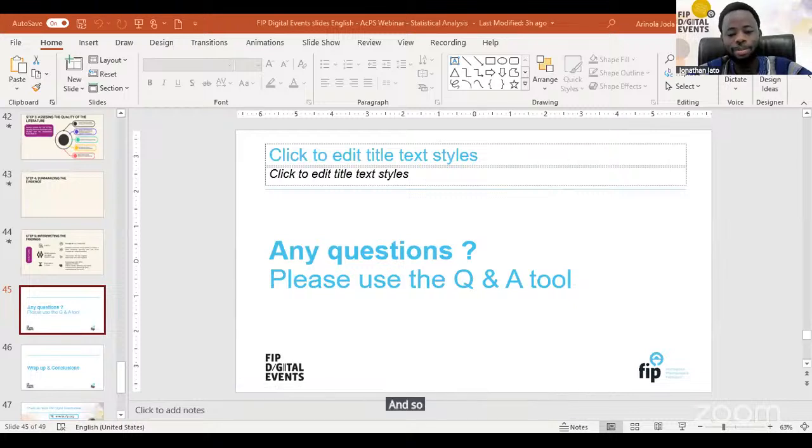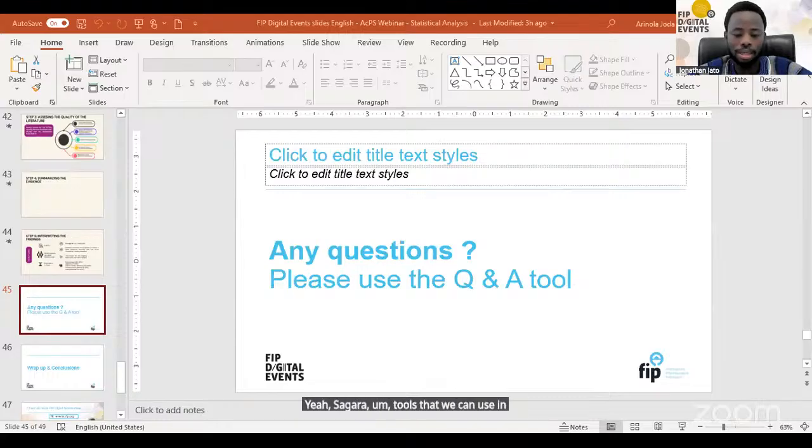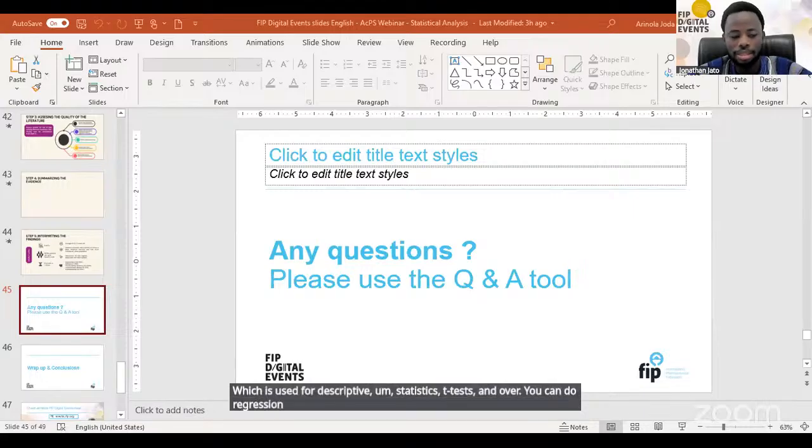And so depending on the data collection tool, the kind of data you have, the kind of research questions you have, there are several tools that we can use in processing our data to make meaning. Some of them are general. For example, we have what we call SPSS, which is used for descriptive statistics, t-test, ANOVA. You can do regression and non-parametric tests.